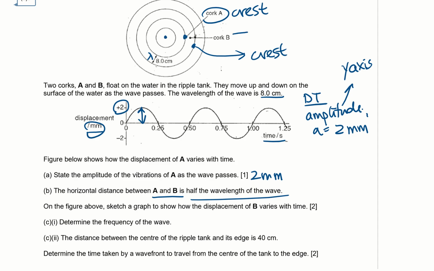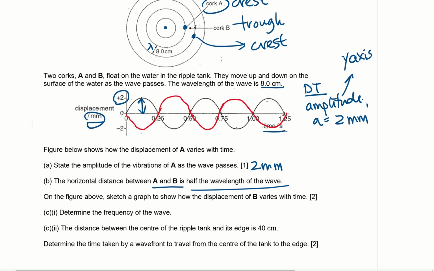So B is actually at the trough, right? If A is at a crest, B must be at the trough. So I will sketch B to be like that. Okay? Why? Because they have the same amplitude, the same size of displacement, but one is positive and the other is negative. They both have zero velocity, right? So it looks like that.